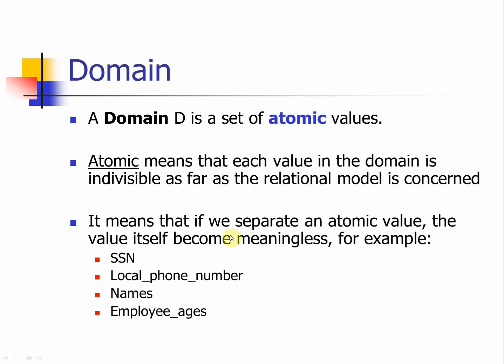Again, atomic value means that if we separate an atomic value, then the value itself becomes meaningless. For example, social security number. It's impossible to take only part of the social security number and make sense out of it. Local phone number without the area code, names, employee ages. Those are the things that we call atomic values. And therefore, for a relational database, we want to store atomic values.